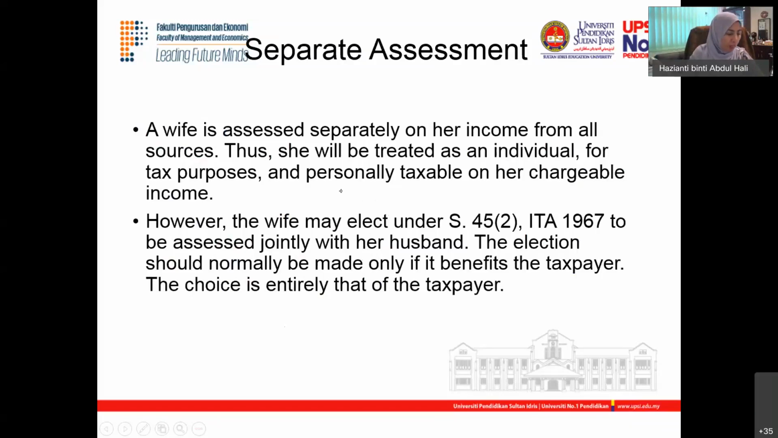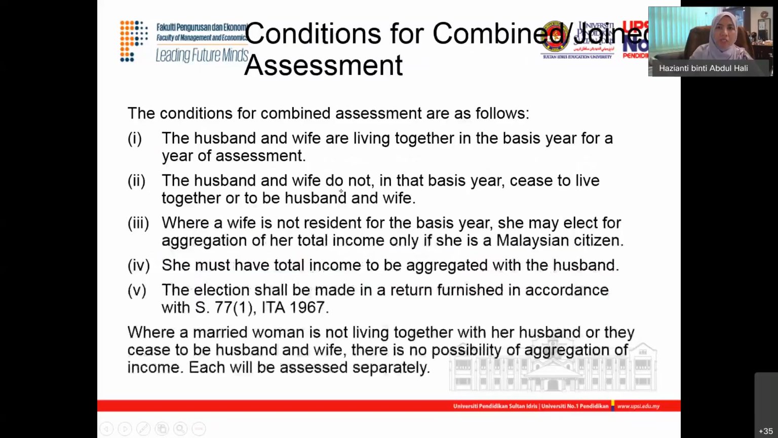For example, these are the conditions for combined or joint assessment. First of all, the husband and wife are living together in the basis year for the year of assessment. Okay. If they are divorced or separated, then tak boleh elect for combined assessment lah. Where a wife is not resident for the basis year, she may elect for aggregation of her total income only if she is a Malaysian citizen, and she must have total income to be aggregated with the husband.